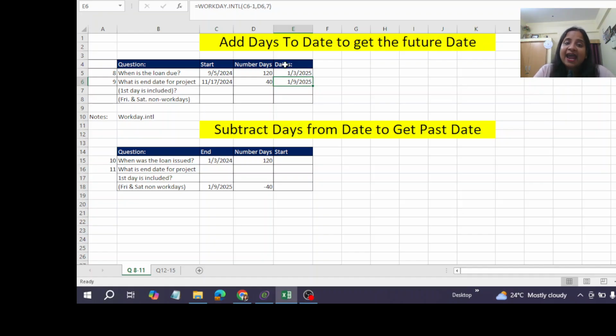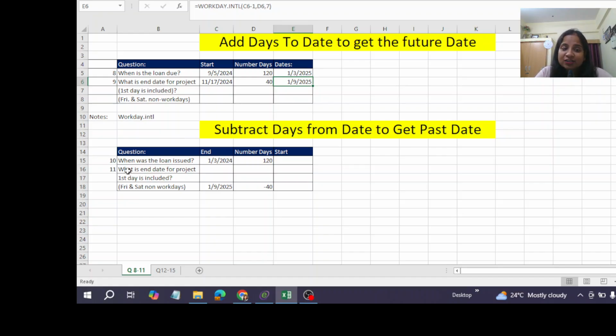And Control Enter. 9th of January 2025 is the end date of this project. So here we are adding days to a date to get the future date, as you have seen while solving these two questions, 8 and 9. Next we will be moving to question number 10, where we will be subtracting the days from a date to get the past date. Past date means the earlier date.